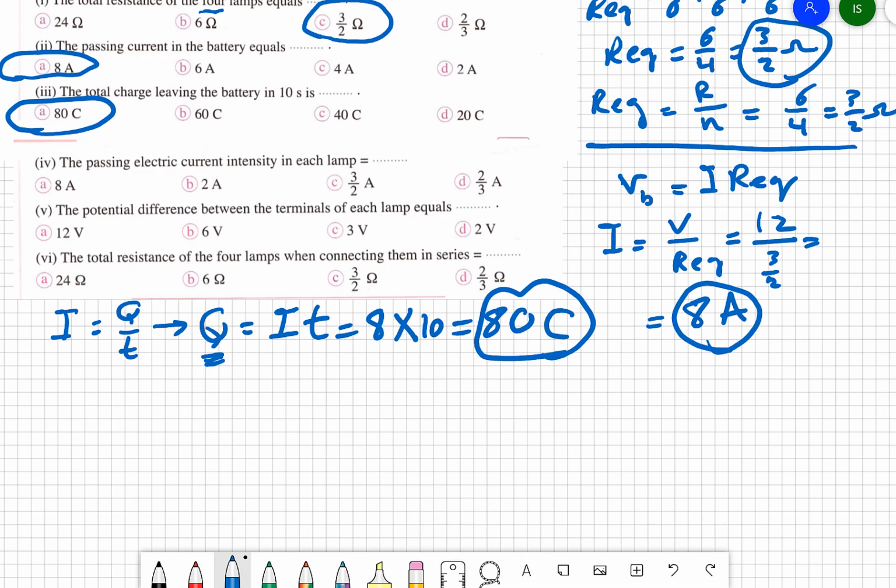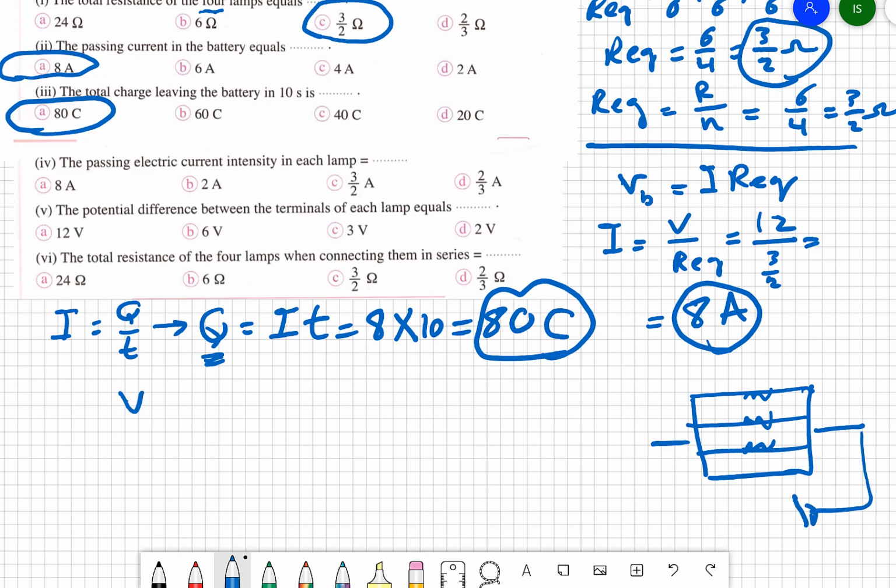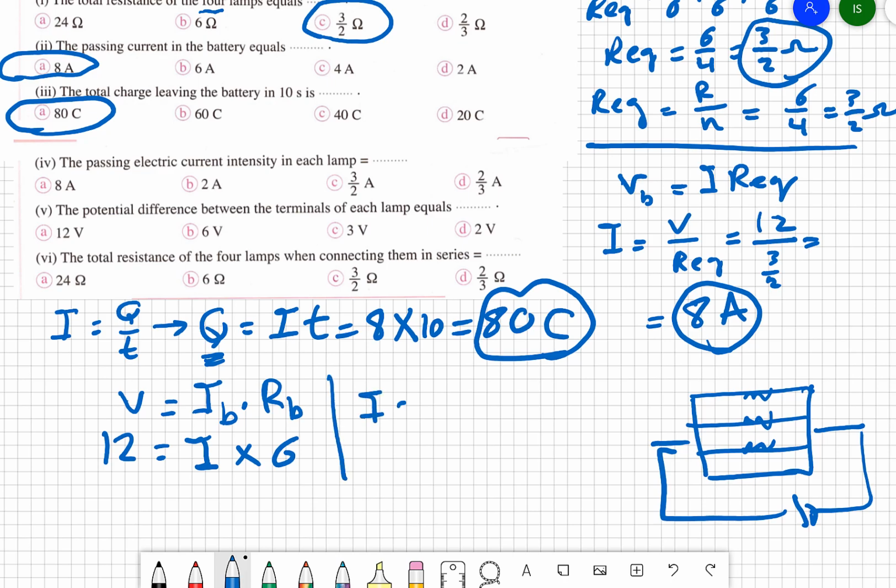In each lamp, hold on, the resistors are there and they have the same potential difference. So the potential difference for one branch is the same as the battery. So V equals I that passes through any branch times R for one branch. So 12 equals I times 6. So I equals 12 over 6, which means 2 amps.